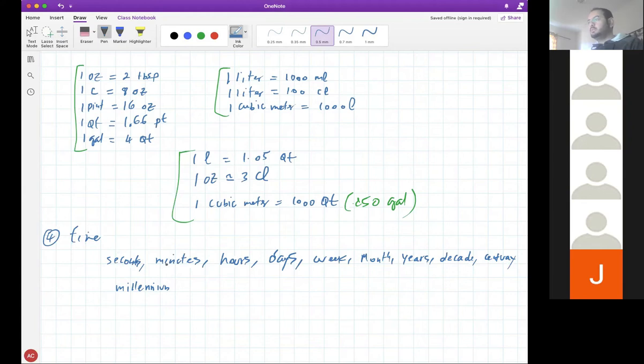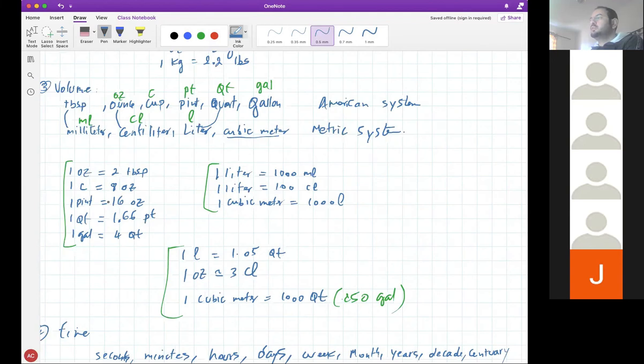So 1 second, minutes, and so on. Month, years, decade, that's 10 years. We'll write the conversion in a moment. Century is 100 years, and millennium is 1,000. They're pretty simple, and it's the same all around the world. There are no other units. I believe everyone in the world uses seconds, minutes, and so on.